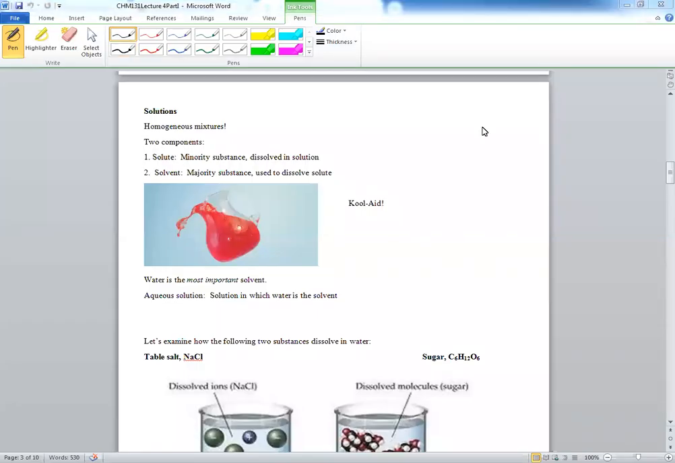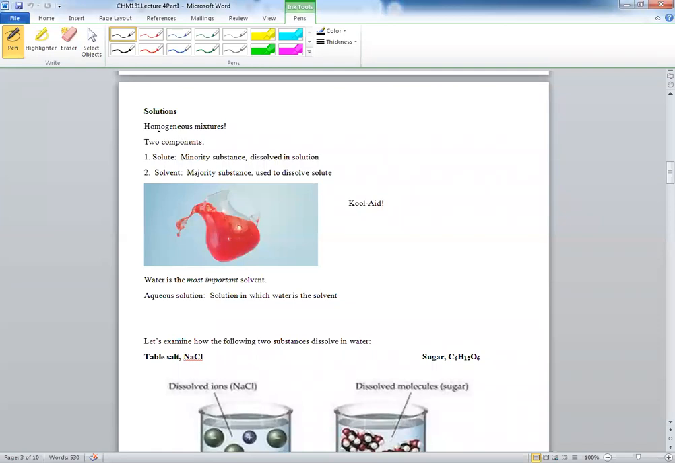Solutions, very important topic. Just remember that the majority of chemistry occurs in solution. Your body is made up of solutions. Blood is the biggest example. Your cells, inside them and outside them, have solutions. And solutions are needed to carry out many, many functions. Otherwise, life would not be possible without solutions. It's as simple as that, especially in the liquid phase.